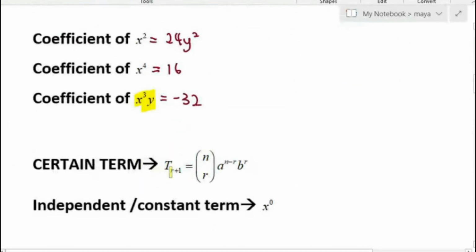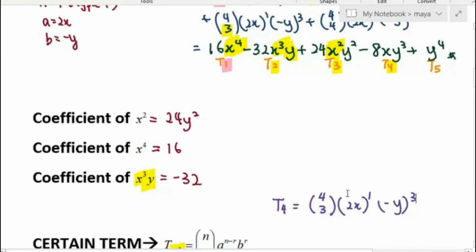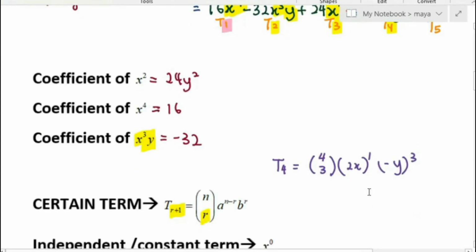So when you have the fourth term, here is 3. I want to find the fourth term, so I'm going to use my power is 4. When this r plus 1 equals 4, here r is 3. So my a is 2x, and then my b is negative y. Then 4 minus 3 is 1, and then negative y power 3. So you can see, term number 4 is 4C3, 2x to the power 1, negative y to the power 3. So they are the same. So this is how we find the fourth term.